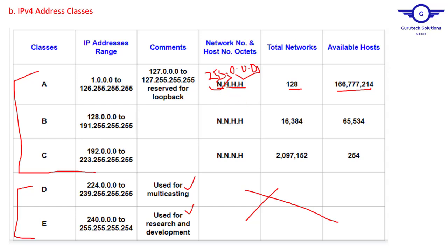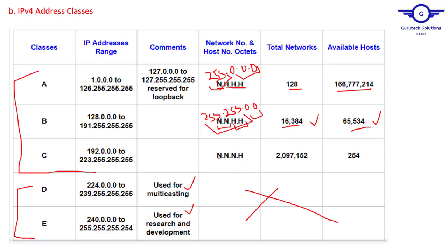Now let's go to class B. For a class B address, we have 2 network portions and 2 host portions. So the subnet mask should be 255.255.0.0. So the first 255s are the network portion and the last 0s are the host portion. All right. And the total number of networks that we can derive from a class B address is this one, and the total number of hosts can be this one.